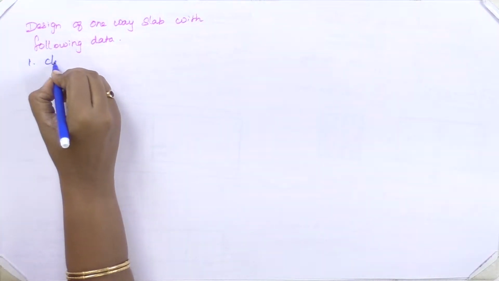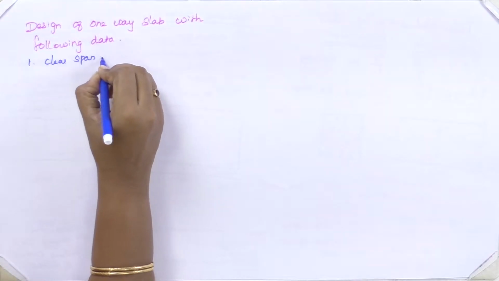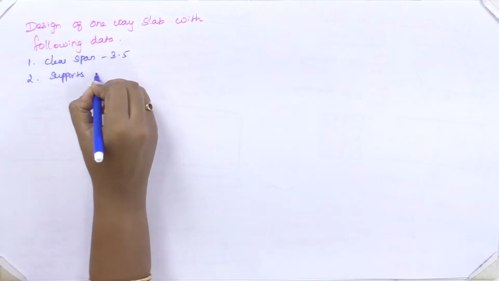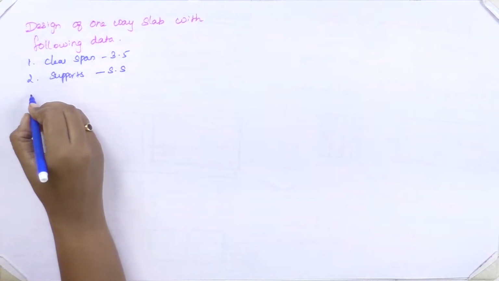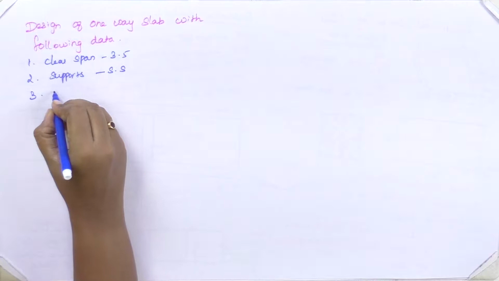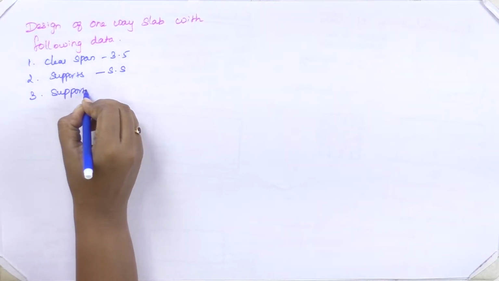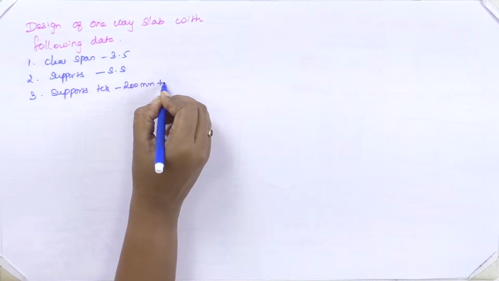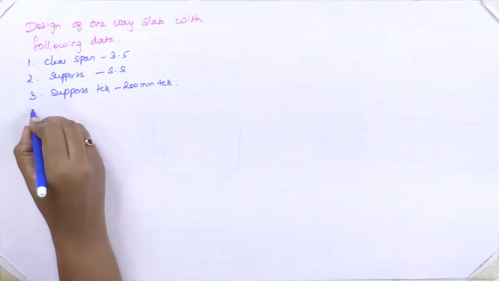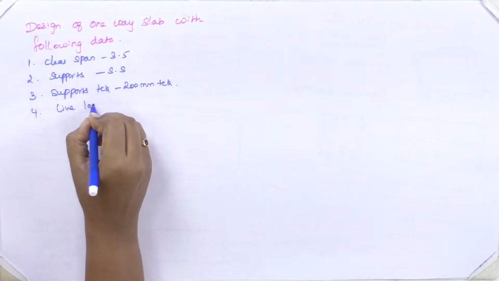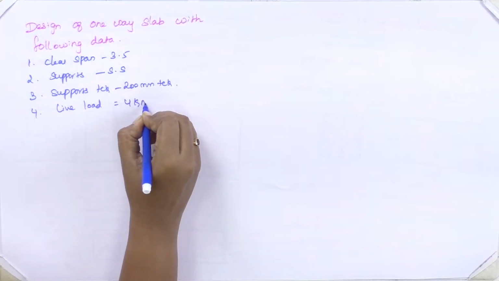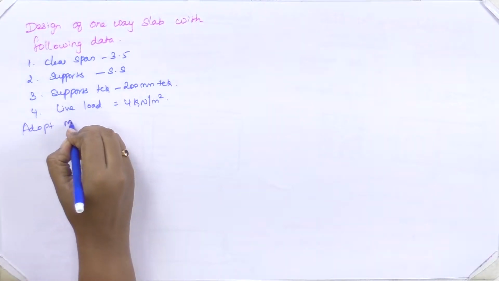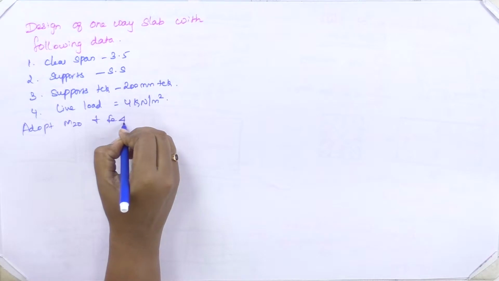First one, clear span 3.5 meter. Second, supports simply supported. Third one, support thickness 200 mm thick. Fourth one, live load 4 kilonewton per meter square. Adopt M20 and Fe 415.